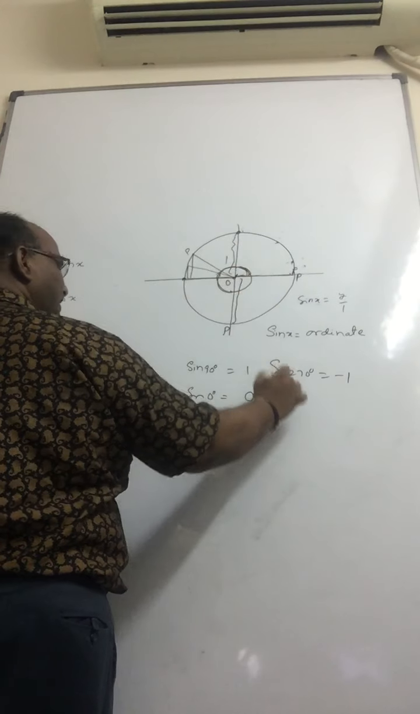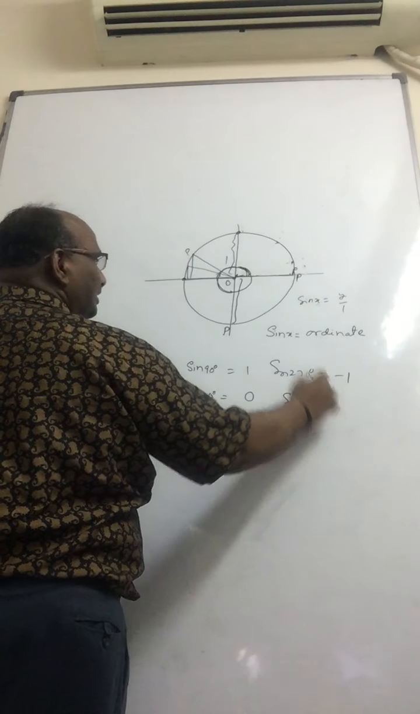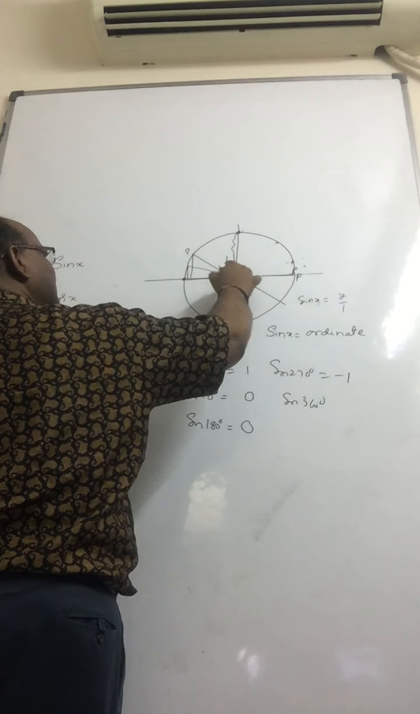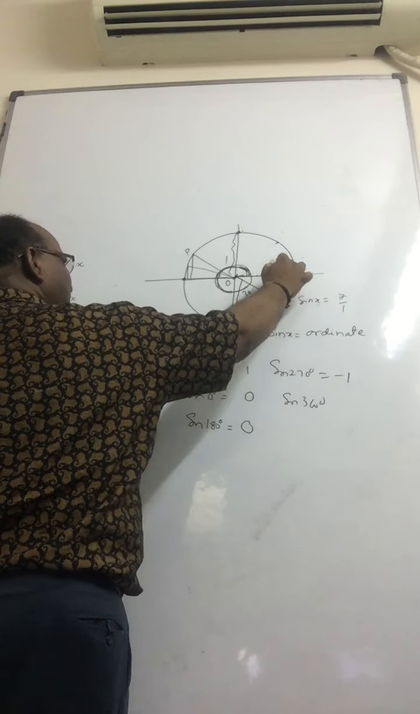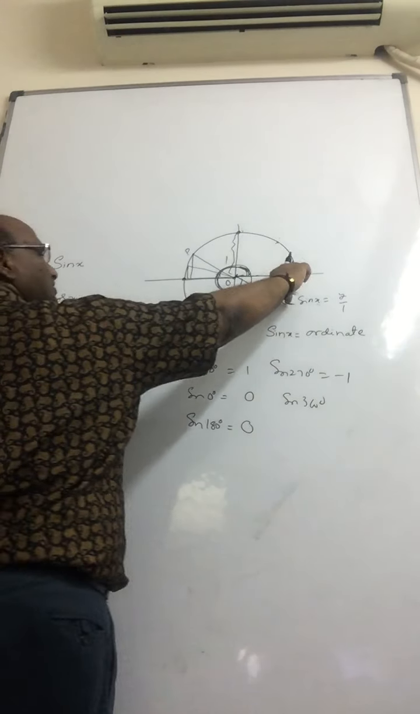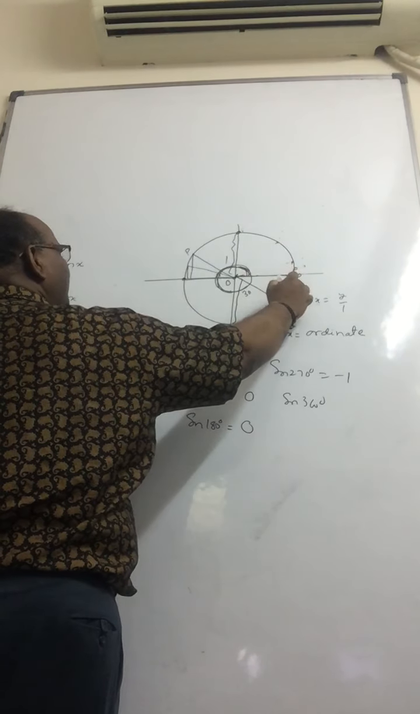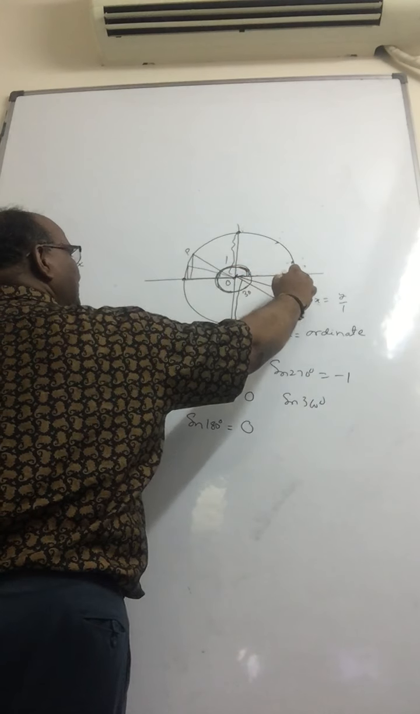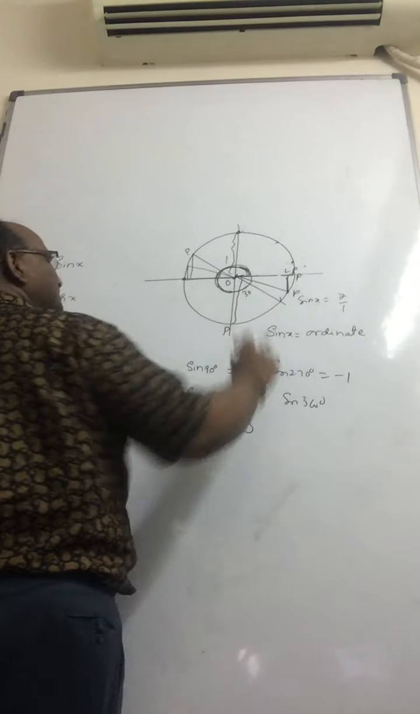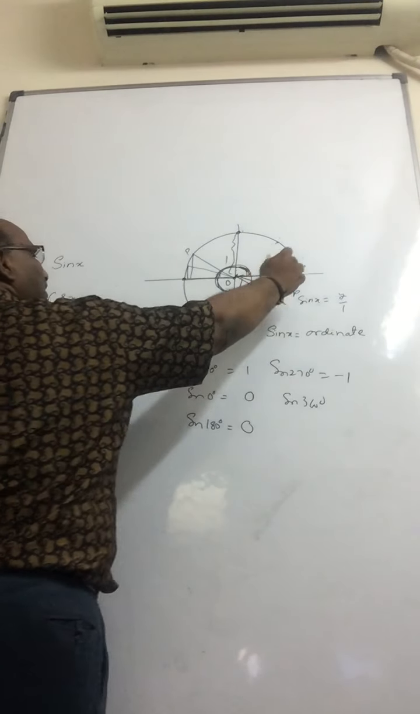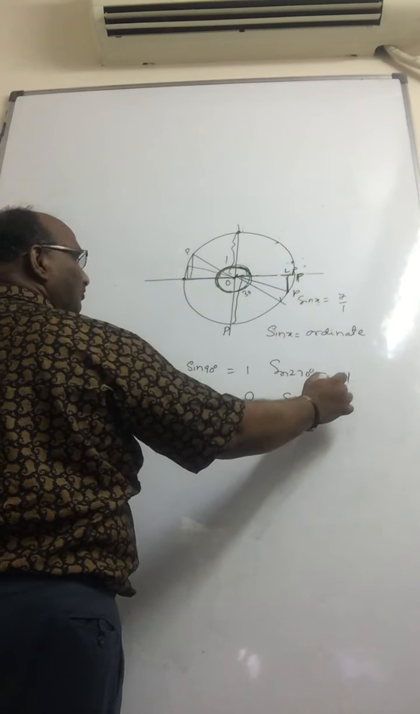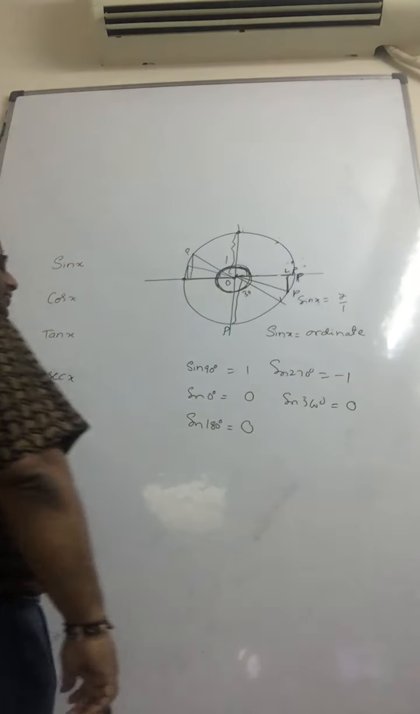If it is 360 degrees, suppose 270 plus 30, 300 total, let us say this angle. This will be the sine of 300, this distance. If it is 330, this distance is the sine 330 value. So for sine 360, P will be here, there is no y value, that is 0.